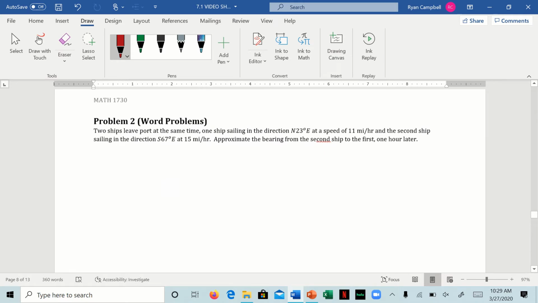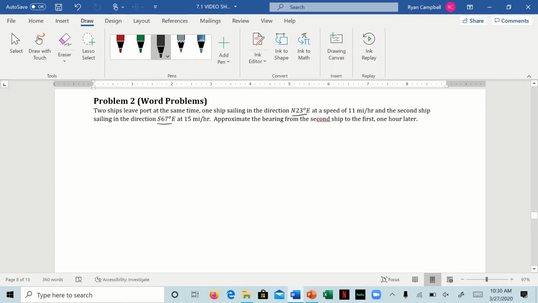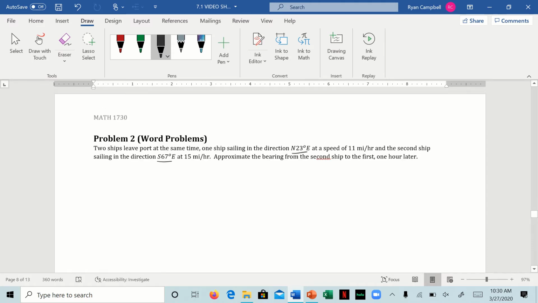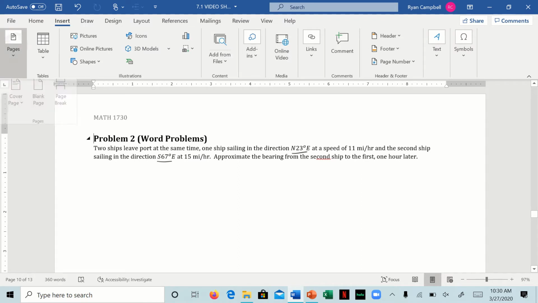All right, so let's look at some more examples. Two ships leave port at the same time. One ship is sailing in the direction of north 23 degrees east at a speed of 11 miles per hour. The second ship is sailing in the direction of south 67 degrees east at 15 miles per hour. So approximate the bearing of the second ship from the first. So here's a trick when it comes to these types of problems. Let's put a pause on that.